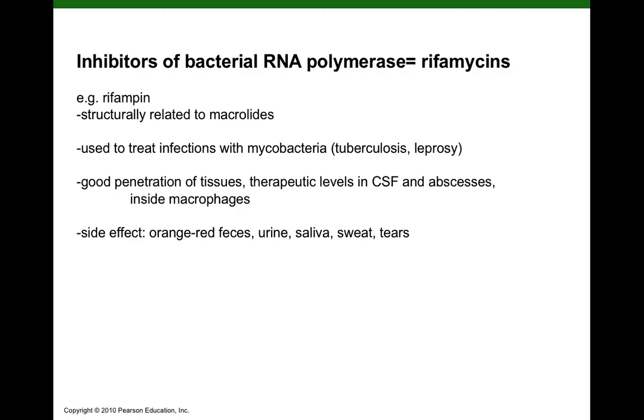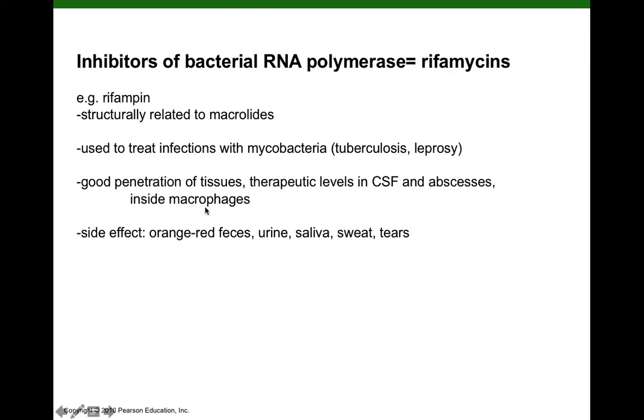So patients that are suffering with tuberculosis or Hansen's disease, rifampin is often a frontline drug. One of its advantages is it has really good penetrating properties. It can penetrate tissues. It can reach therapeutic levels in cerebral spinal fluid, which is often hard to do. And this is really important. It can reach therapeutic level inside of abscesses. Often abscesses have no blood supply, hard to get therapeutic levels of antibiotics within the abscesses.